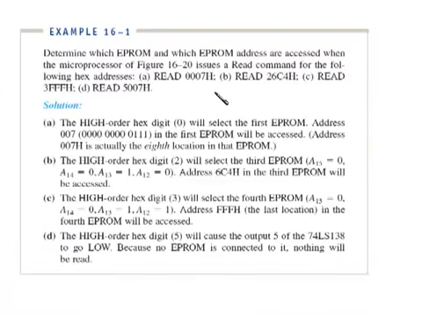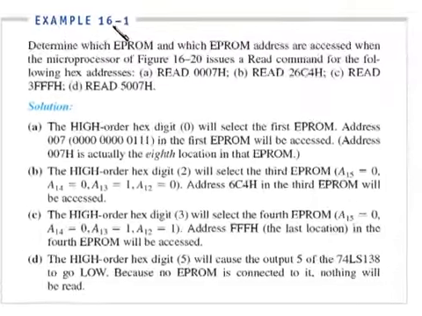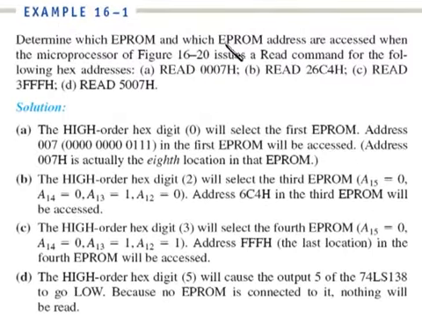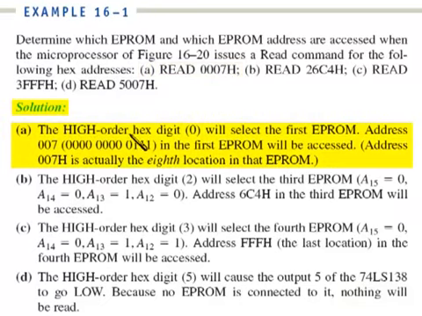So to exercise our knowledge, let's look at example 16.1. Determine which EEPROM and which EEPROM address are accessed when the micro issues a read command for the following hex addresses. So if the microprocessor statement says read 0007, which EEPROM and which location? Well, the solution is right here. The high order hex digit will select the first EEPROM. Address 7 in the first EEPROM will be accessed.